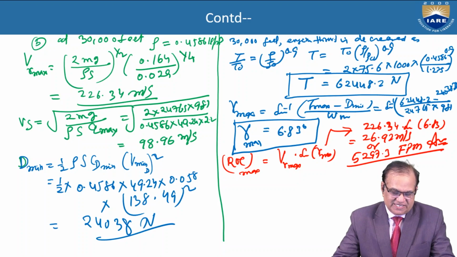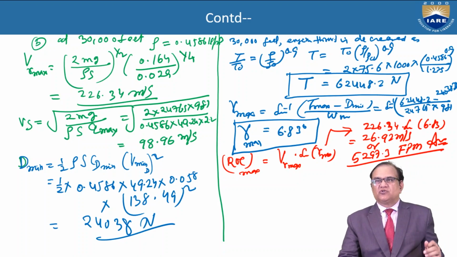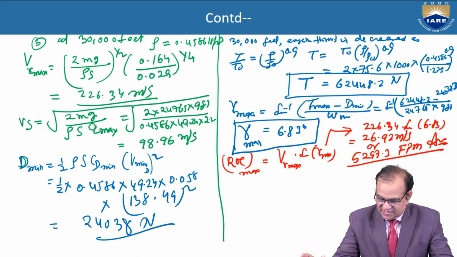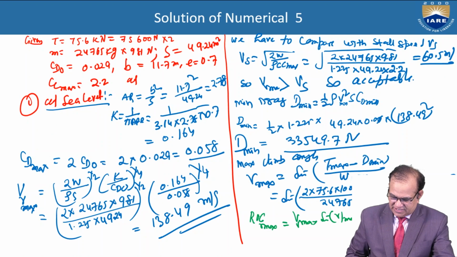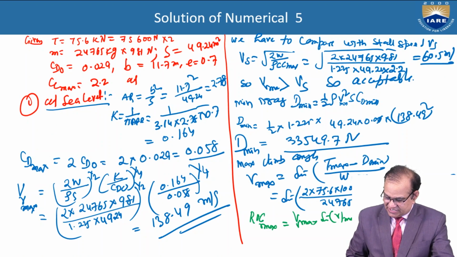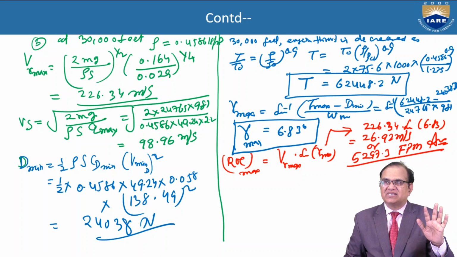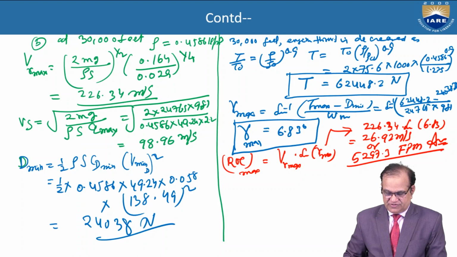So we can say that the climb at high altitude is significantly reduced. If you are flying at high altitude, your rate of climb will be significantly reduced. If we see the earlier one, the rate of climb was 67.05 meter per second, but here we are getting 26.92 meter per second. A tremendous decrease in the rate of climb is observed.